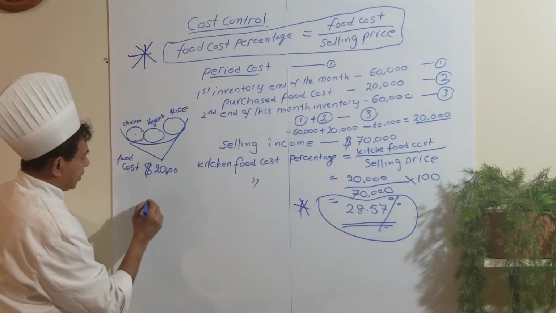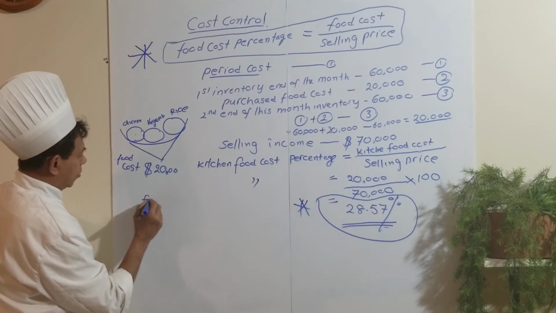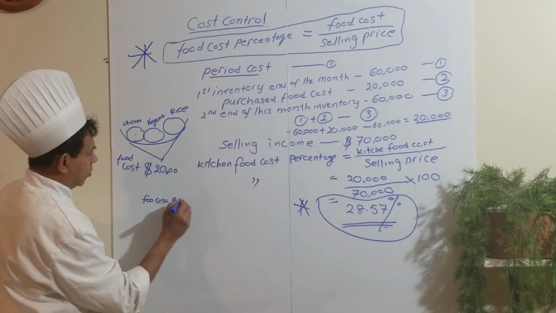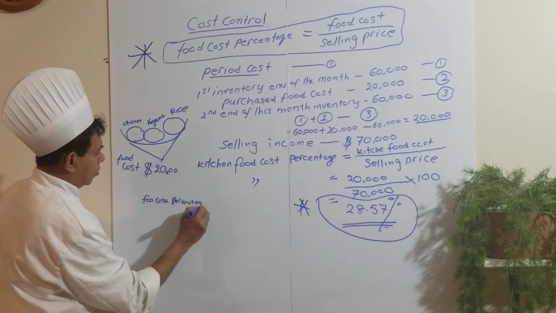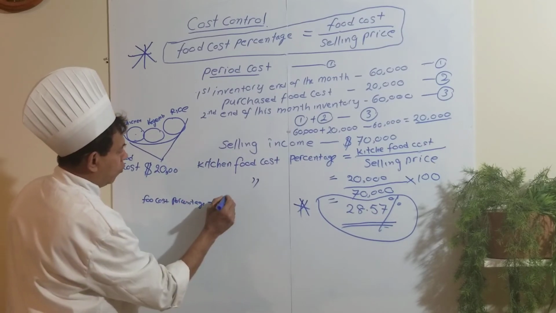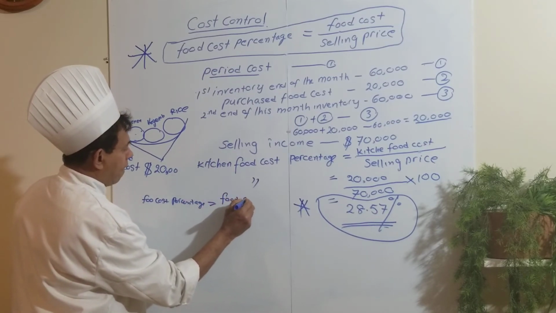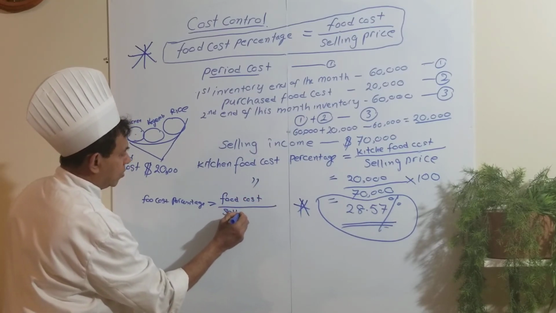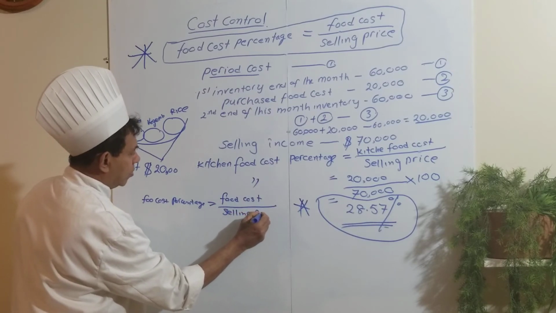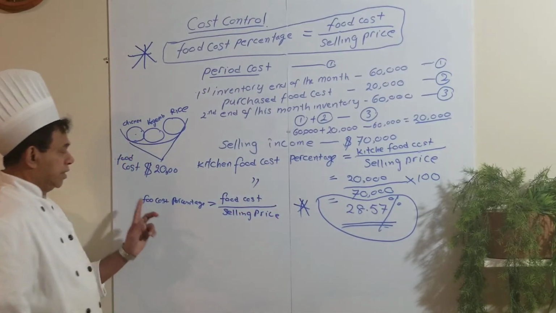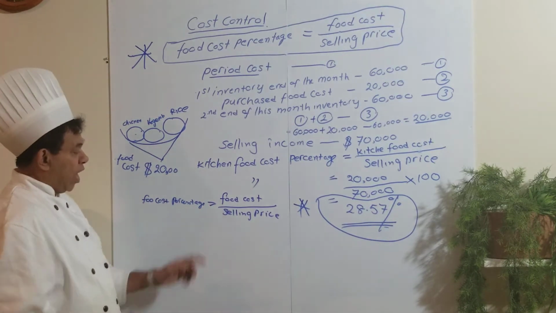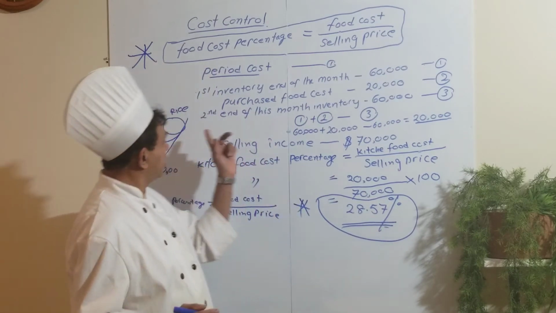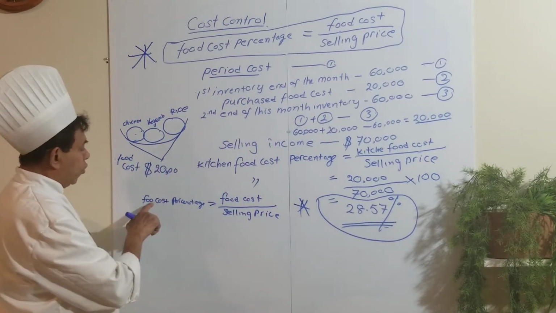Now, food cost percentage is equal to food cost divided by selling price. This is always a percentage. So now I'm going to calculate my selling price of this plate, using the food cost percentage.